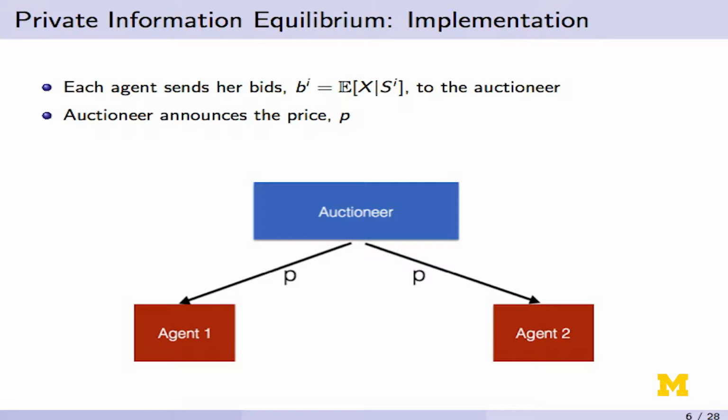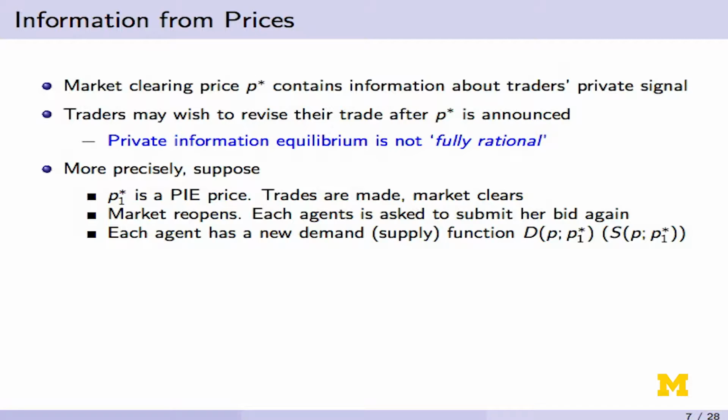The auctioneer announced the price P, which is just the average. And then the transactions will be made. And that's almost the end of the story. But is it really the end? The point is that the market clearing price, P star, contains information about the omega which they didn't know before, right? And therefore, traders may wish to revise their trade after the fact.